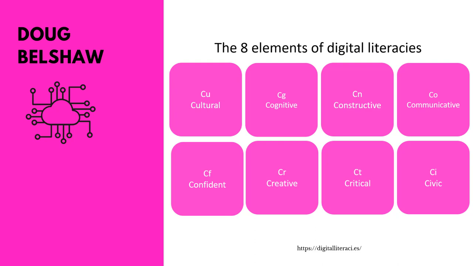Here is the model of digital literacies that Doug Belshaw developed as part of his doctoral thesis. This one focuses on 8 elements of digital literacies, and he suggests that when you are digitally literate, you can apply these elements in different contexts and in different combinations, almost like different individual ingredients. You combine these into different recipes to create different outcomes as needed.